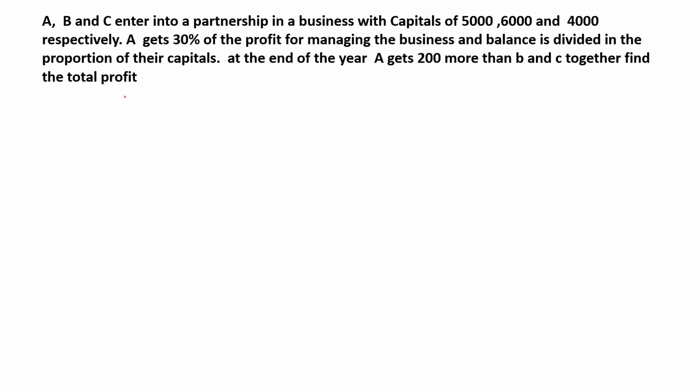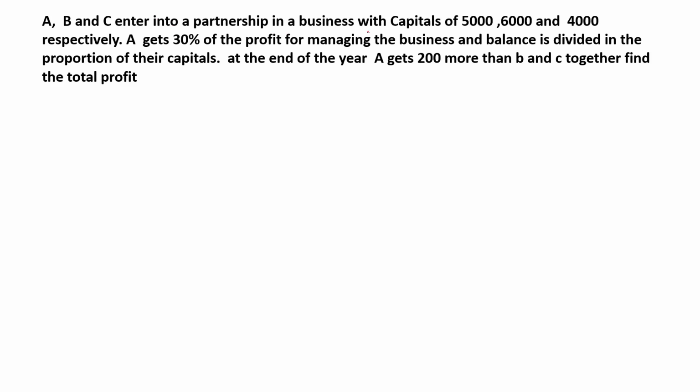Here is a question. A, B and C enter into a partnership in a business with capitals of 5,000, 6,000 and 4,000 respectively. A gets 30% of the profit for managing the business and the balance is divided in the ratio of their capitals. At the end of the year, A gets 200 more than B and C together. Find the total profit. Okay, just read the question again.